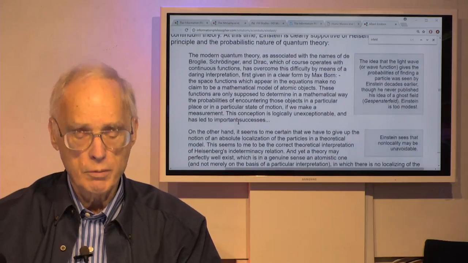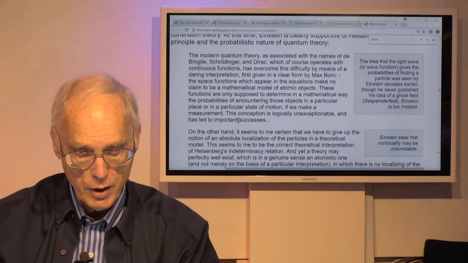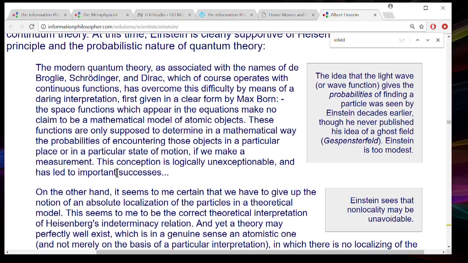The modern quantum theory, he says, let's bring that up for you here. The modern quantum theory, associated with the names of de Broglie, who had a wave theory, Schrodinger, who developed wave mechanics, and Dirac, Paul Dirac, who combined matrix or particle mechanics with wave mechanics. These are all enormously important players. So associated with those names, the modern quantum theory, of course, operates with continuous functions.